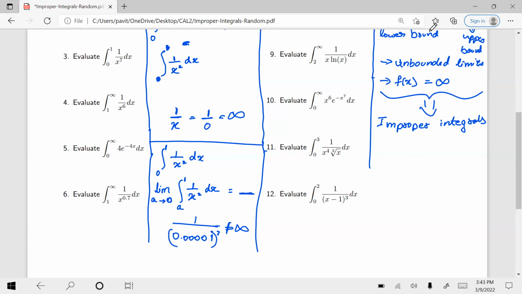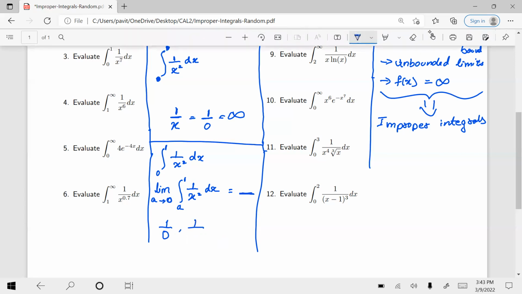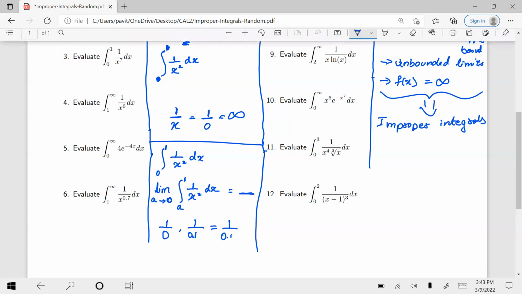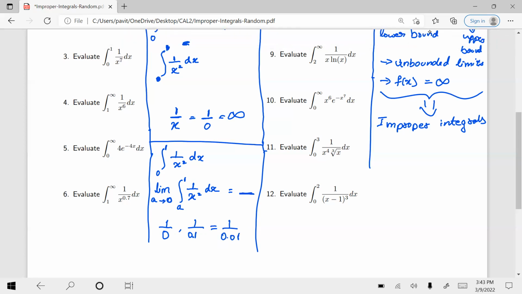Okay, you can do this in your calculator if you want to. When you try 1 over 0, it will give you infinity. But when you try 0.1, it will give you some number. When you try 0.01, it will give you some number, right? So we are going to use that idea here and find the area of the improper integrals.